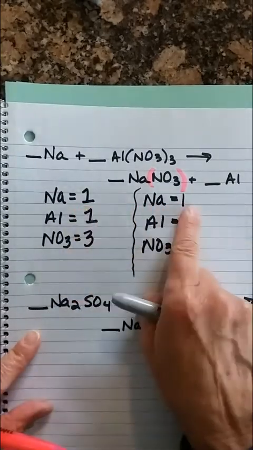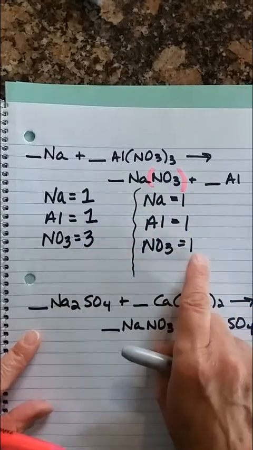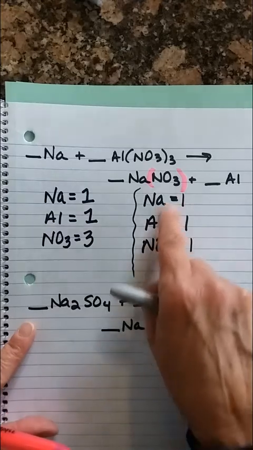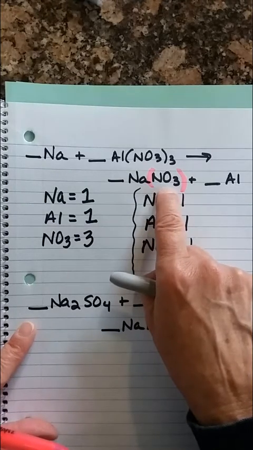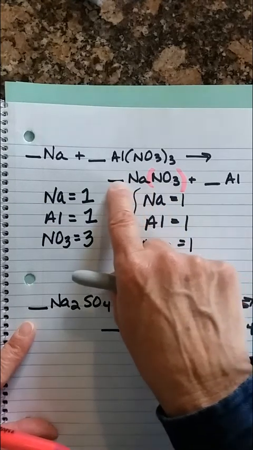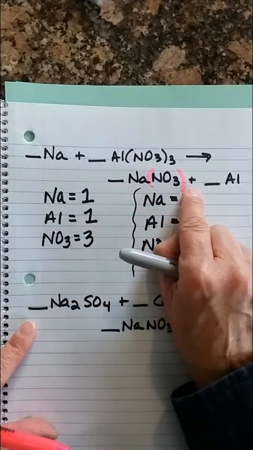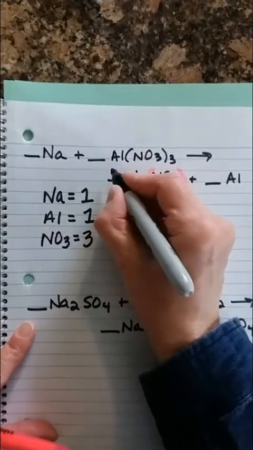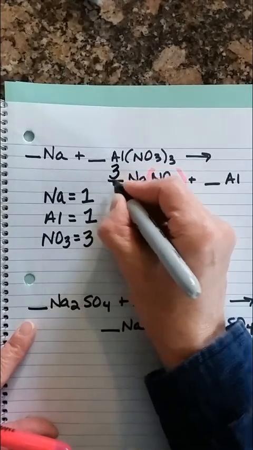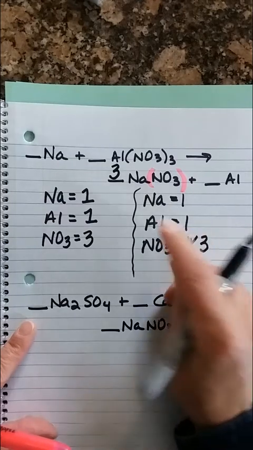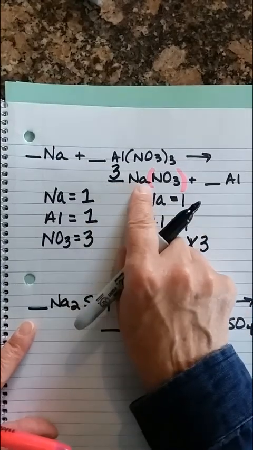Okay, so we have 1, 1, 1, 1, 3, 1. So here is where it's not balanced. So I've got to go to this NO3, which is here, and I've got to make it 3. The only place you can put a number is on the line in the front. So the subscript is 1, so what times 1 is 3? And that's 3. So that would be a 3. So then I go down here, I change that to a 3, but remember this also affects the Na.